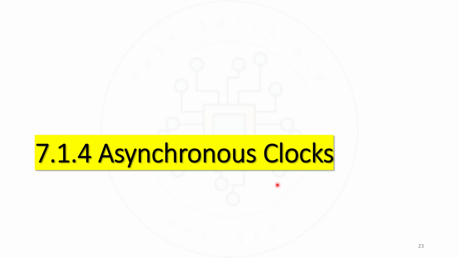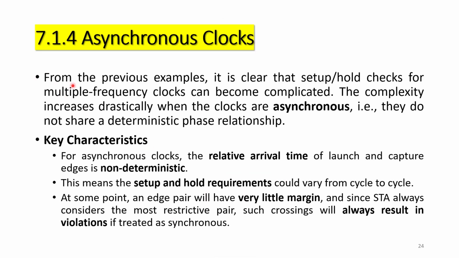Let us see about asynchronous clocks. From the previous examples, it is clear that setup and hold checks for multi-frequency clocks can become complicated. So here multi-frequency clocks can be either slow to fast or fast to slow, which will have different frequencies. And coming to the definitions of setup and hold, we already saw them.